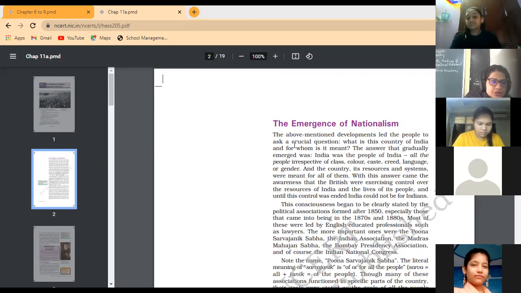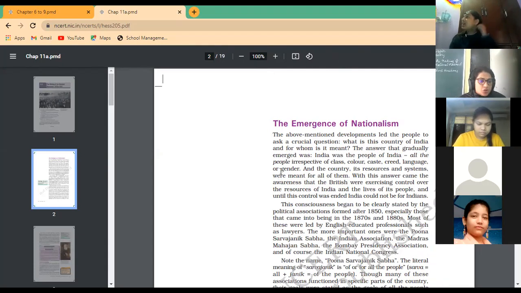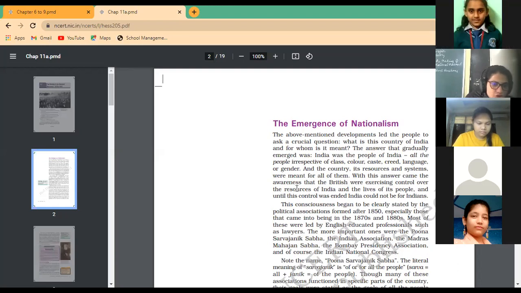So the answer that gradually emerged was what? That India belonged to the people. India kiski hai? The land of Indians. All the people, irrespective of caste, color, creed, language, or gender, everyone enjoys the resources of India and the system. And this country should be ruled by Indians, not by others, the outsiders.